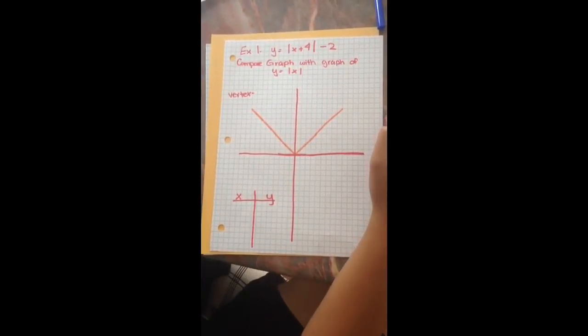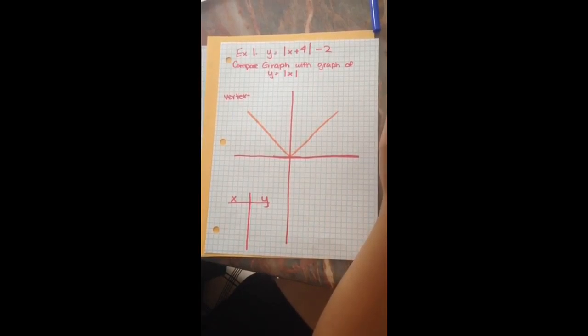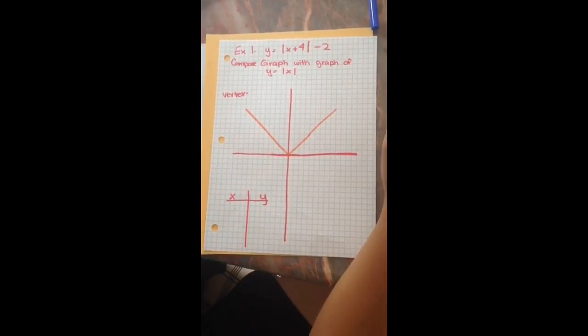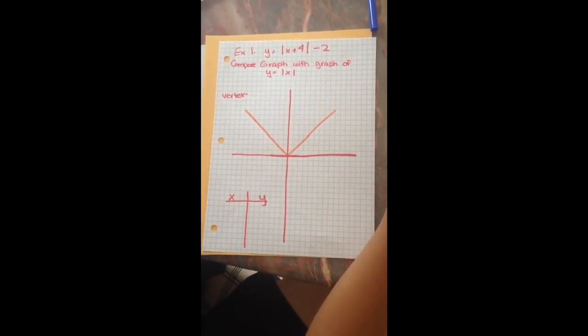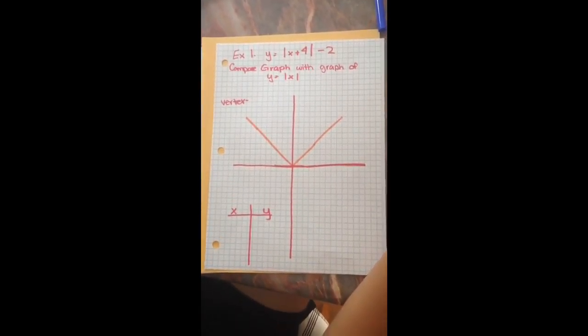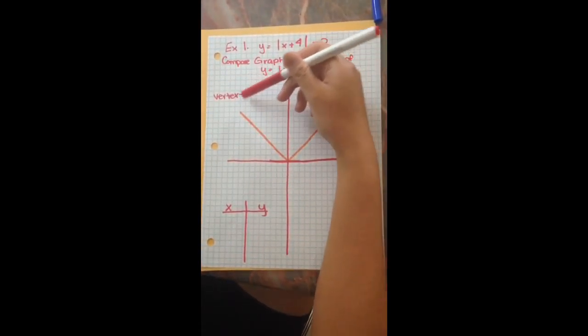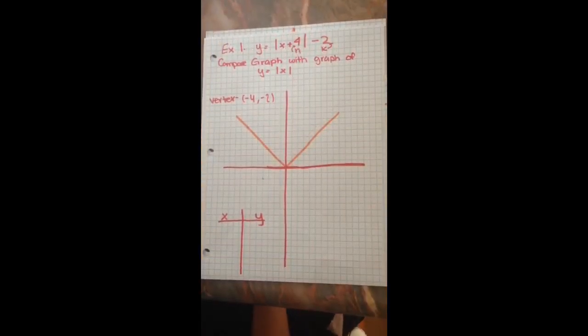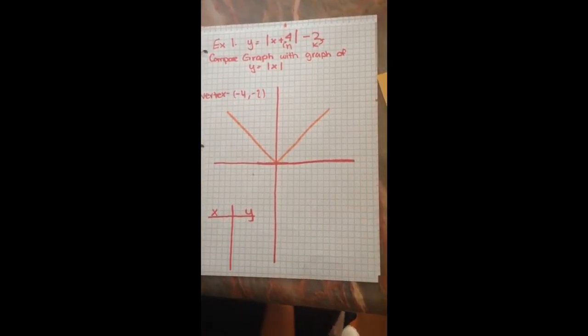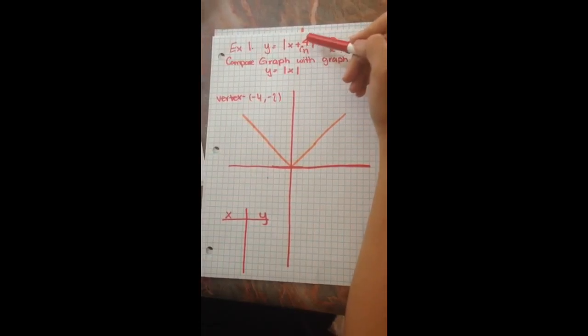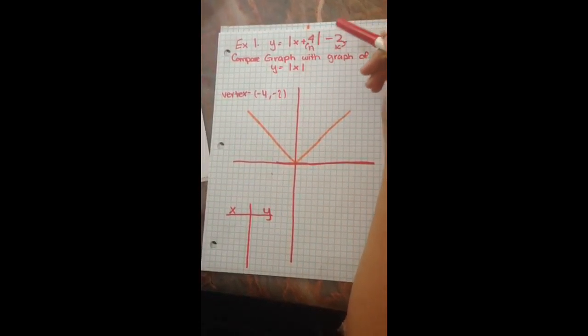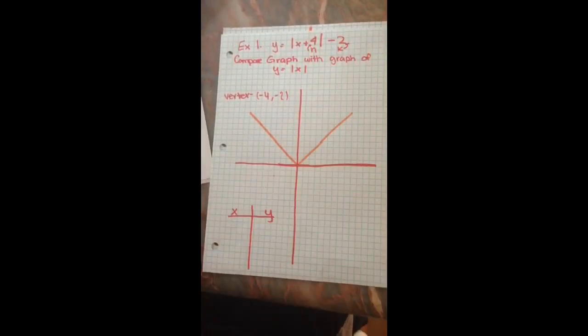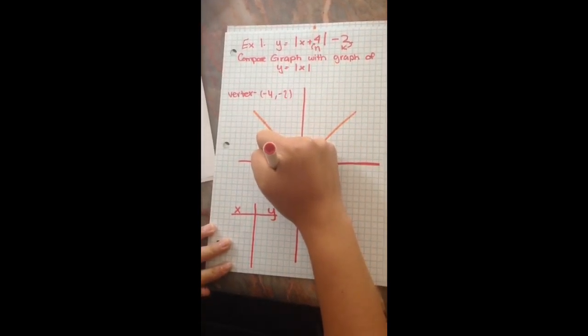Example 1 shows y equals absolute value of x plus 4, minus 2. Compare the graph with the graph of y equals absolute value of x. Here shows y equals absolute value of x. Step 1, identify and plot the vertex. Right here shows negative 4 as h and negative 2 as k. And right now I'm plotting the vertex.